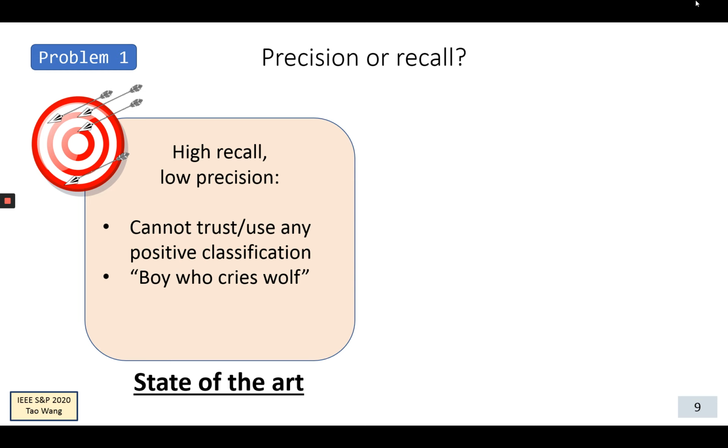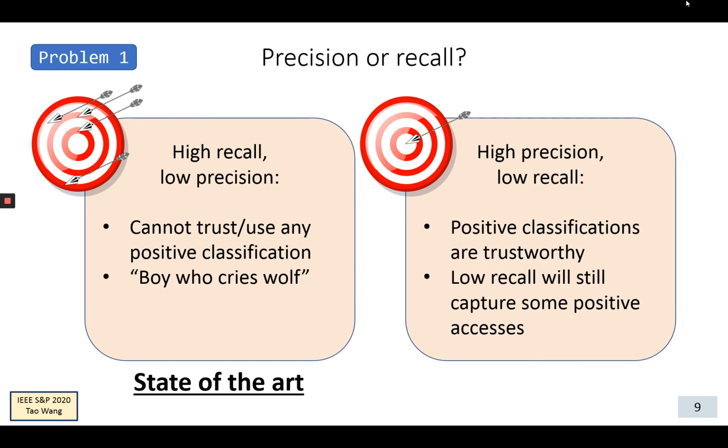For website fingerprinting, this is not really a good state because think about The Boy Who Cries Wolf, for example. The Boy Who Cries Wolf achieves 100% recall because when the wolf comes, he does actually cry wolf, but his precision is so low that his positive classifications are meaningless. Everybody's going to ignore the positive classifications, so such a high recall, low precision classifier gets eaten by the wolf. And similarly in website fingerprinting, we can't use any of these positive classifications.